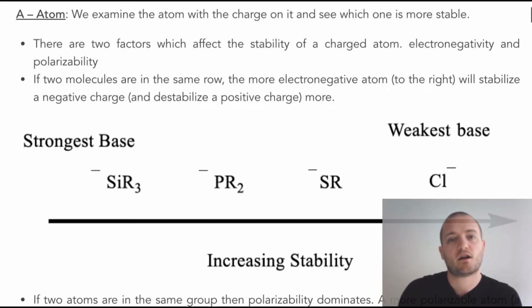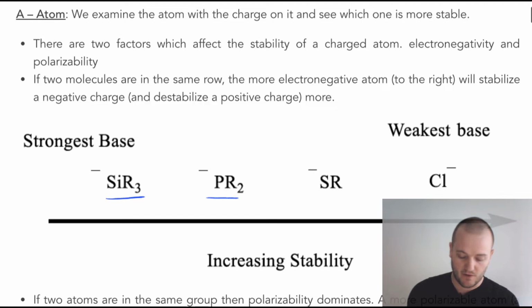The A for the ARIO acronym stands for atom. And when you're using this acronym, you need to make sure that you're using the A, R, I, and O in order. So the most important factor is the atom. What the atom tells us is the electronegativity and the polarizability of that atom and how well it can accommodate charge. So if we look at our first set of examples here, we have silicon, phosphorus, sulfur, and chlorine, all with a negative charge on them.